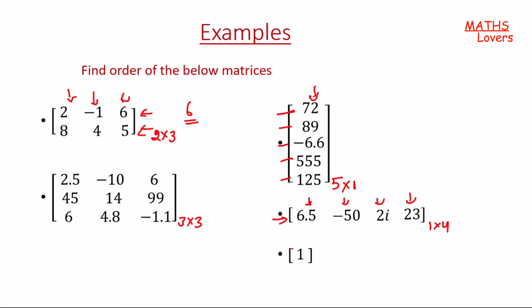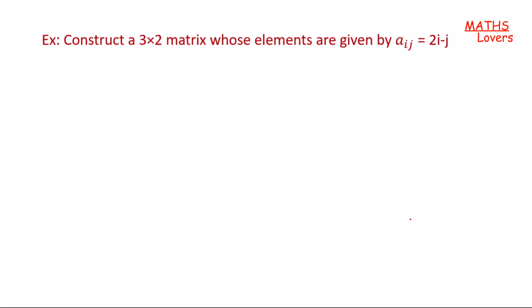And let's see the last one. This is also a matrix with only a single element. Here only one column is there and one row is there. So the order will be 1 cross 1. Let's proceed to the second example.